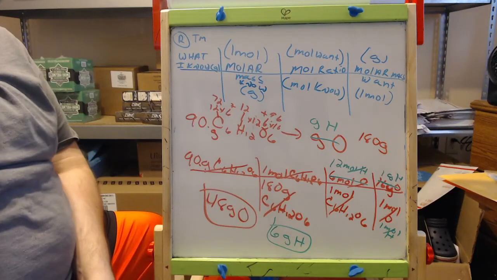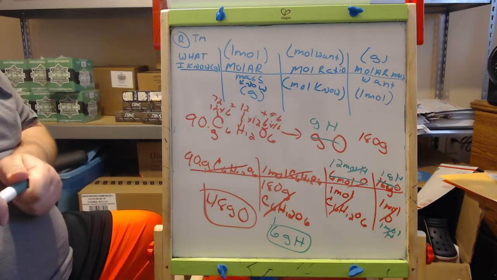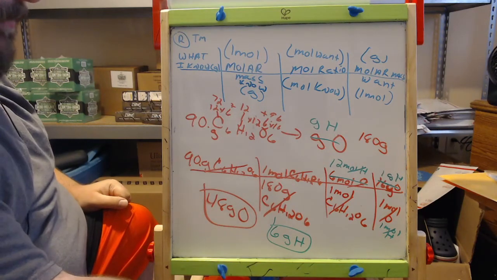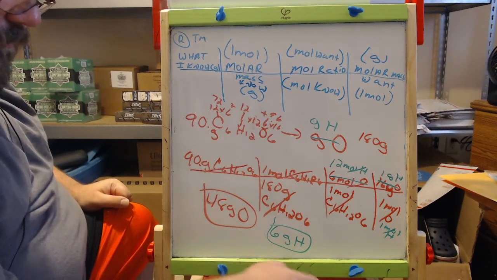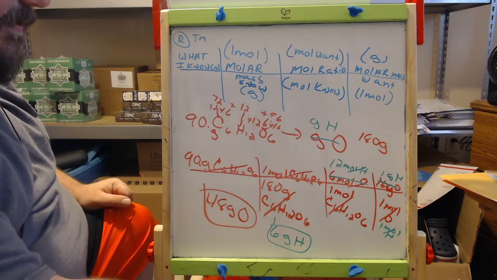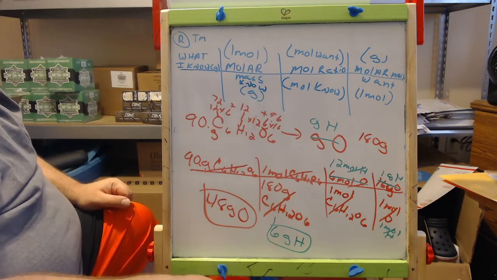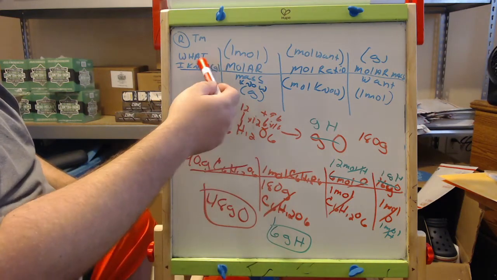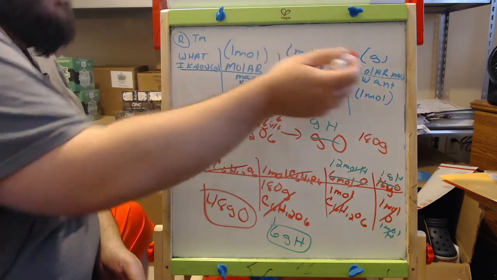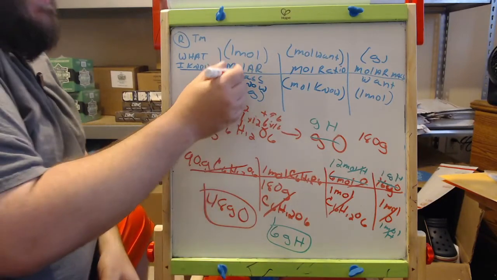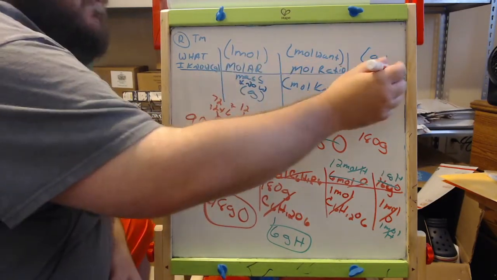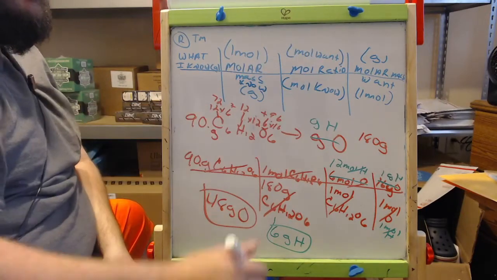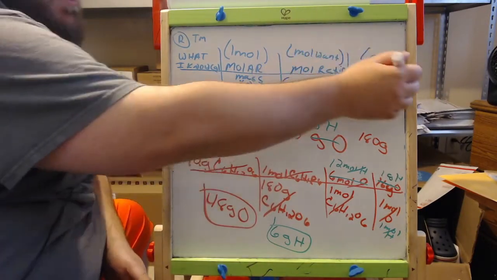Now, the thing about our map and everything like that is that you have to know where to start and where to stop. If they gave me moles to begin with, I just move forward, don't go backwards. If they want moles, I stop here. If they want grams, I go all the way here.